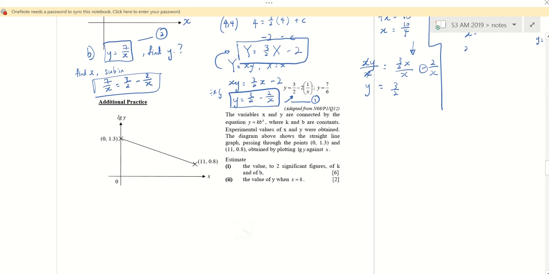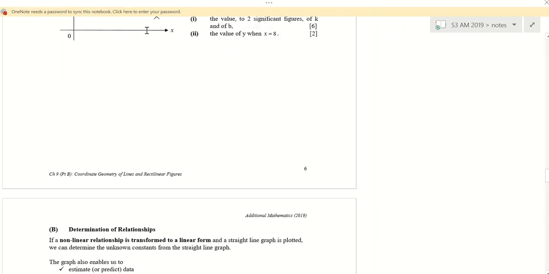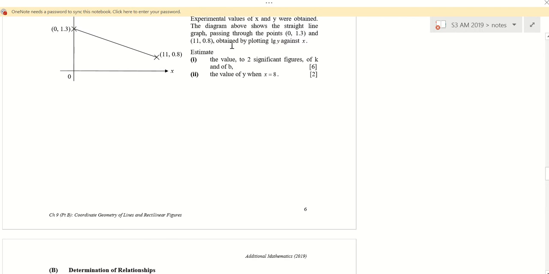Okay, additional practice, let's try. This is an exam question. It is 8 marks. Oh my god.